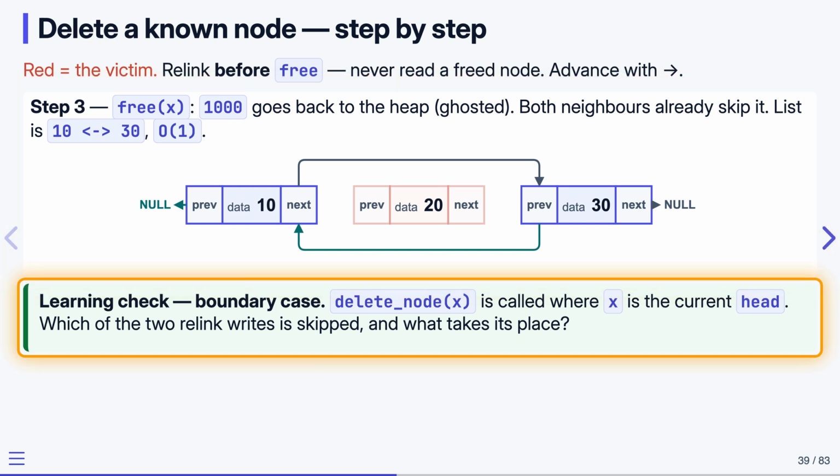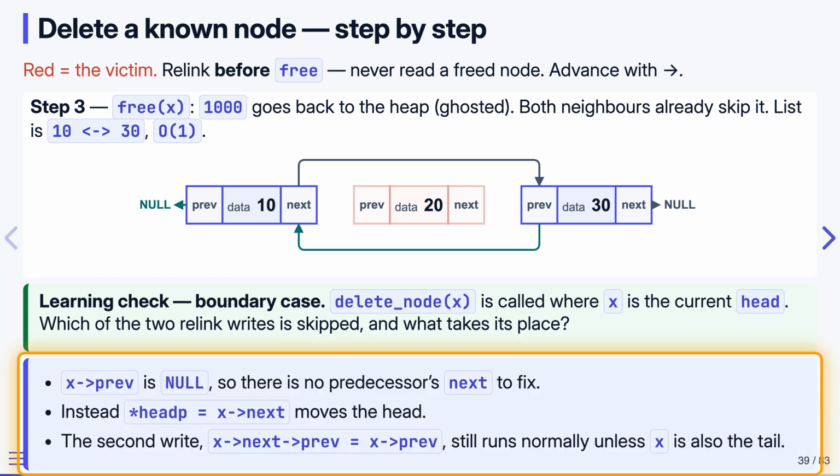Now a learning check about a boundary case. We call delete node on X, and this time X is the current head. Which of the two relink writes is skipped, and what takes its place? Now the answer. When X is the head, x->prev is null, so there is no predecessor's next to fix. Instead we set head = x->next, which moves the head forward. The second write still runs as normal, unless X is also the tail.